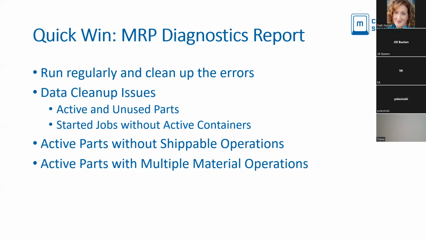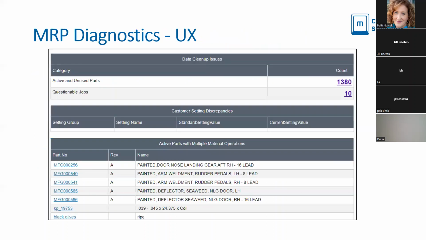Active parts without shippable ops typically means it's missing a full routing, and active parts with multiple material operations causes some real drama. It can lead to doubling up in MRP because Plex thinks that it needs materials for both, needs to double the material for each operation.